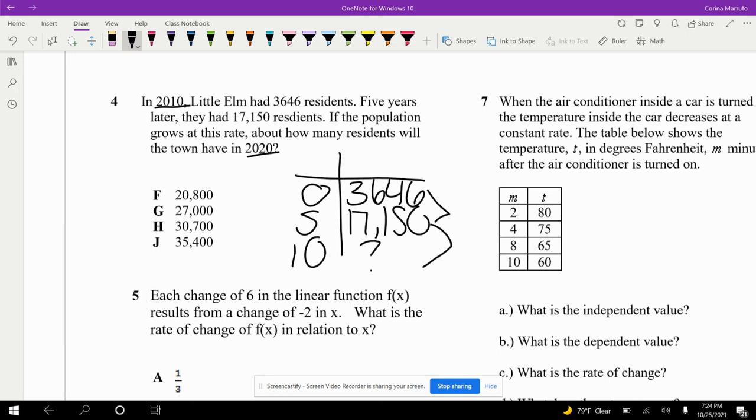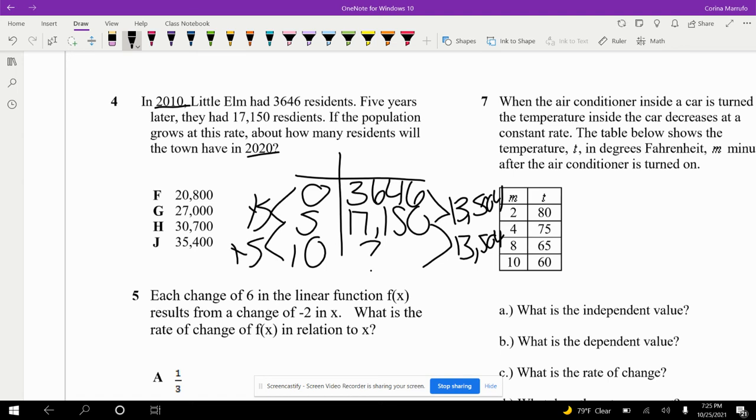So I'm going to subtract 17,150 minus 3,646. That gives me 13,504. So then that means that this difference should be the same thing. It should have the same rate of change, because these numbers are the same, plus 5, plus 5, and then so should those ones.